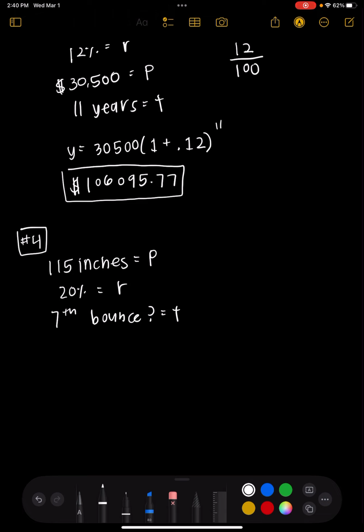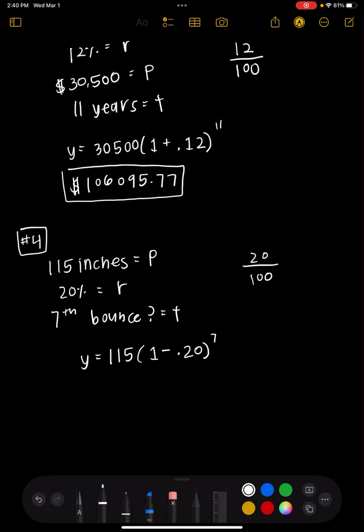Now we have to decide if it's growing or decaying. When we bounce a bouncy ball, the bounce height gets smaller and smaller and smaller, which means that it's decaying. So we would use the minus sign instead of the plus. So when we write our equation, we're going to have 115 times 1 minus your rate, which is 0.20. Once again, that's 20 over 100, to the power of 7, because the 7 is going to be our t.